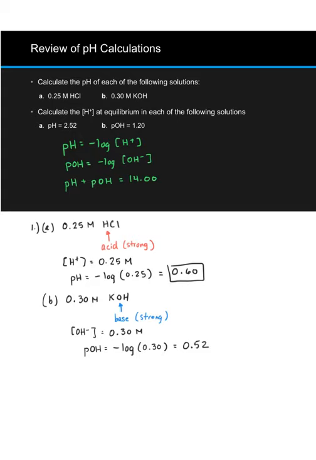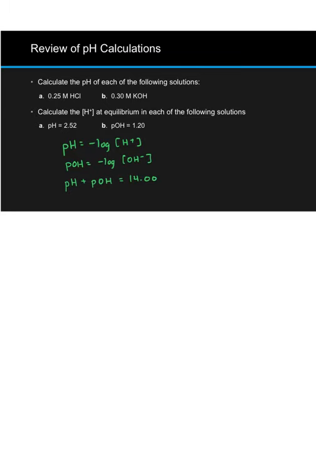This is not yet our pH though. To determine our pH, we can subtract from 14 our pOH value we've just calculated. The pH of this solution is 14 minus 0.52, which is 13.48, a pH that seems much more reasonably appropriate for a base like potassium hydroxide. So, one last bit of practice. Let's calculate what we're asked in the second portion of this slide.